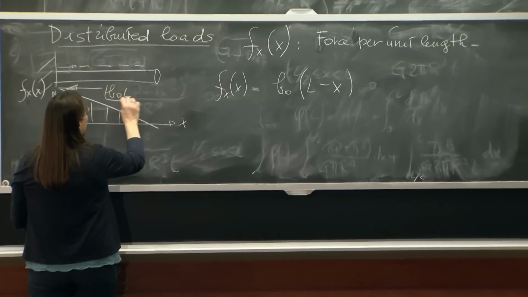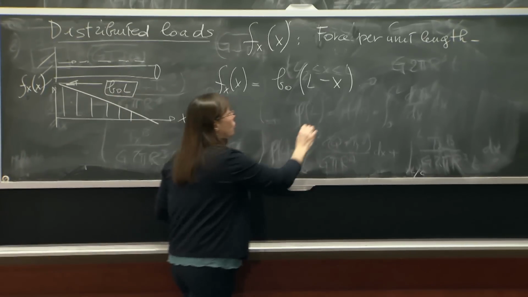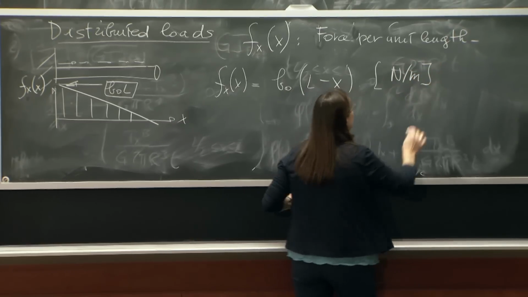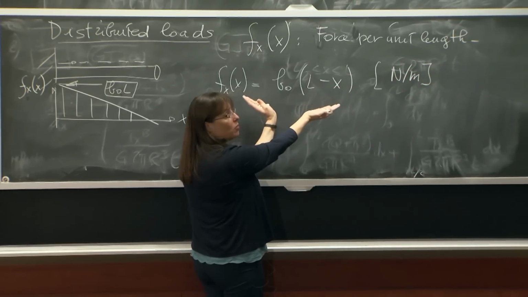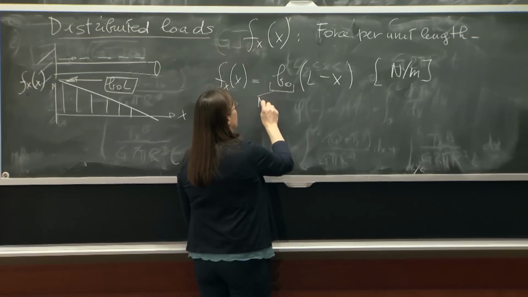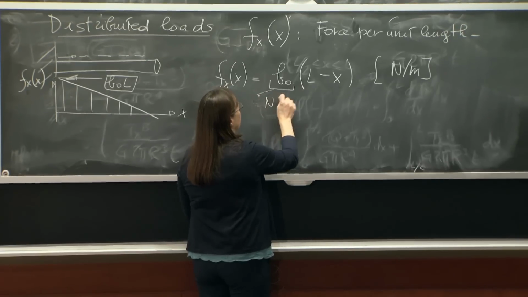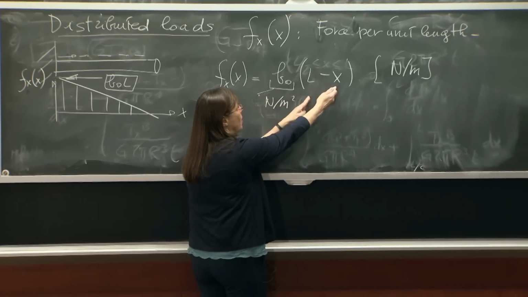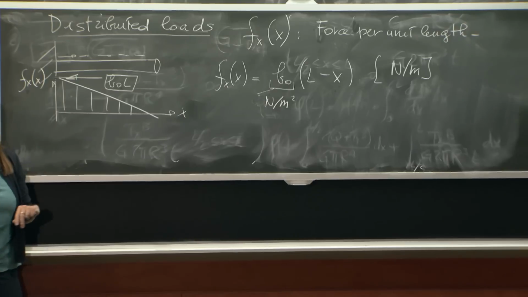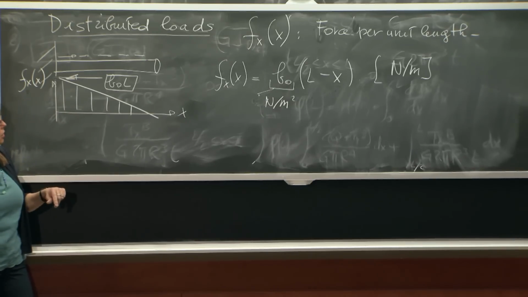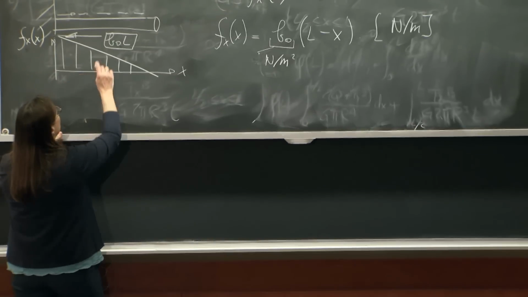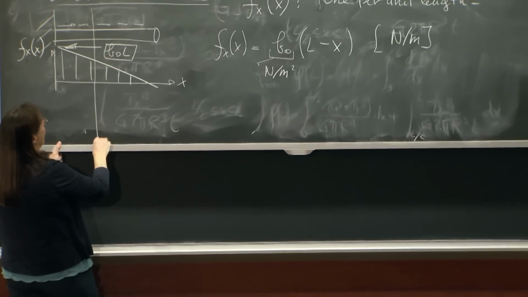So B0L, the units of this must be Newton per meter. So if this whole thing is Newton per meter, then this thing must be in newtons per meter square, so that when I multiply by meter, I get a force of whatever it is, B0 times L minus x.